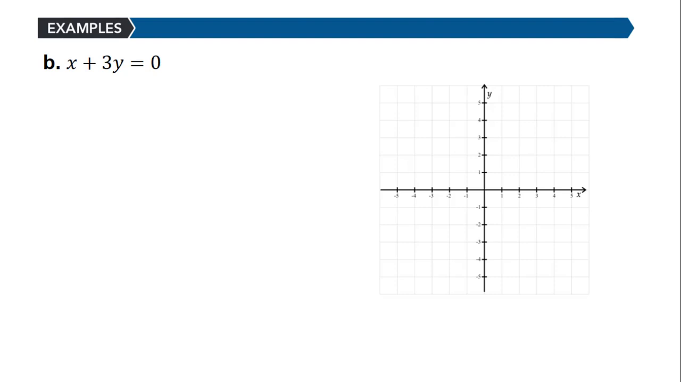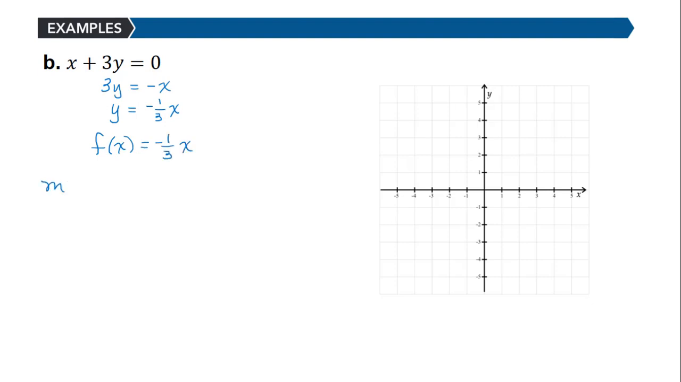Here we have x plus 3y equals 0. We first write it in slope-intercept form, which means solve the equation for y. We do that by subtracting x from each side to get 3y equals negative x. Then divide by 3 to get y is equal to negative 1/3 x. In function notation, this will be f of x equals negative 1/3 x.